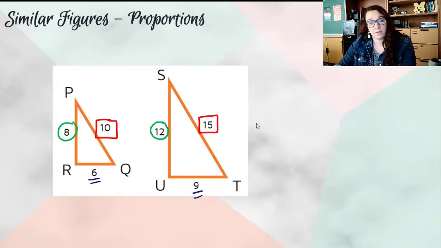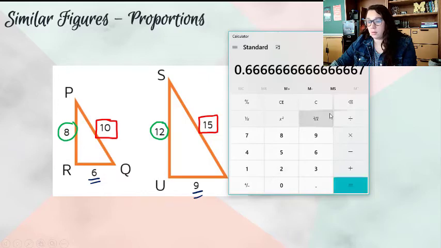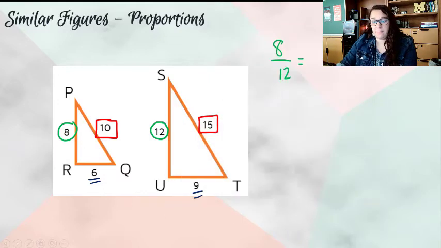So if we're going to try to figure out the proportion here, I could look at any of these setups. All of them are going to end up being the same. Let me start with the green one, my 8 and my 12. If I just do left over right, 8 over 12, and let's make this be a decimal, you get 0.6 repeating.